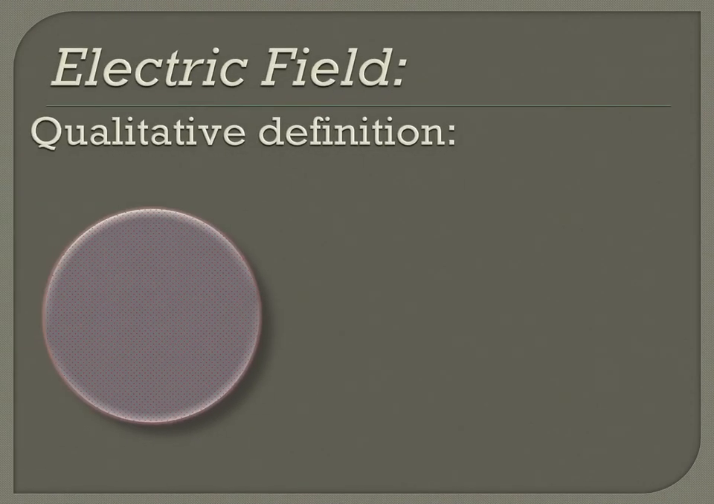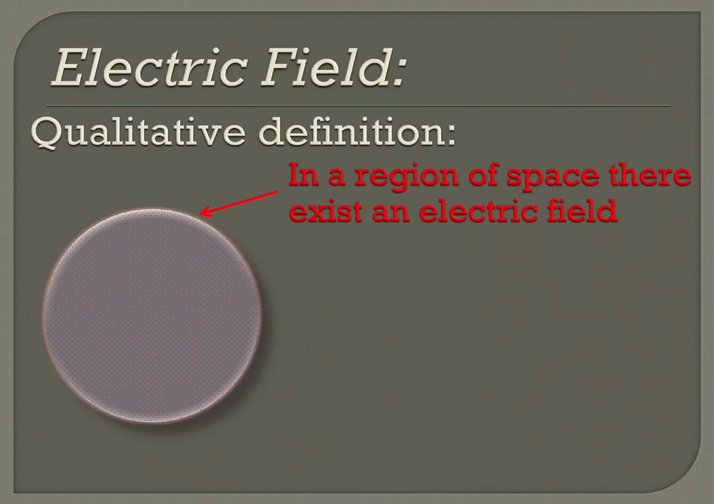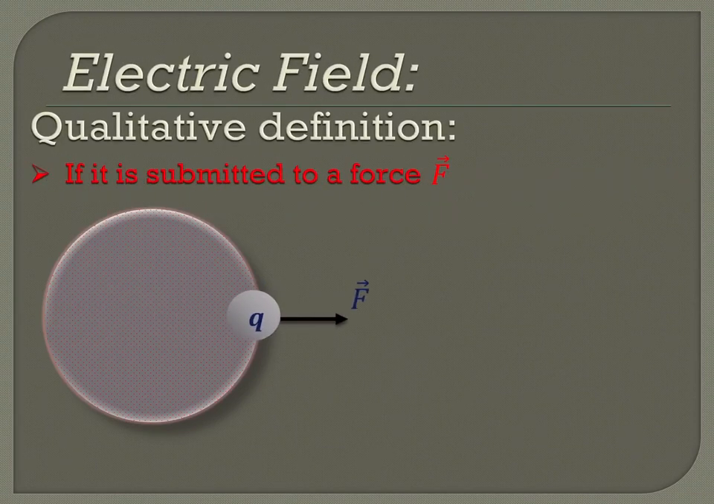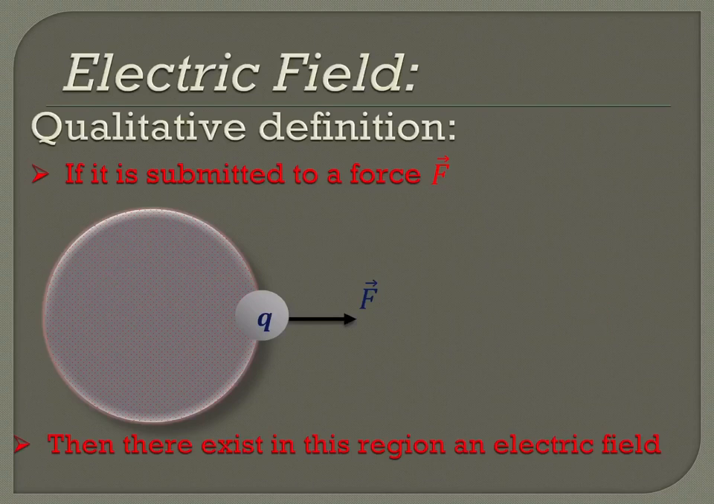Now, let's move to the main idea of the chapter, which is the electric field. What do we mean by electric field? Let's start with the qualitative definition. In any region of space, we can say that there exists an electric field if and only if, by placing a small test charge, this small test charge is submitted to a force F. We can say that in this region there exists an electric field E.